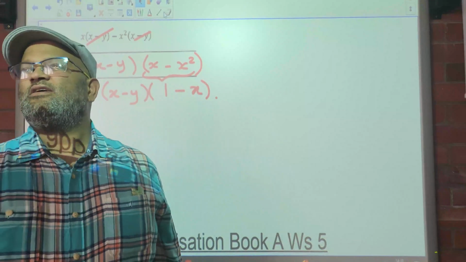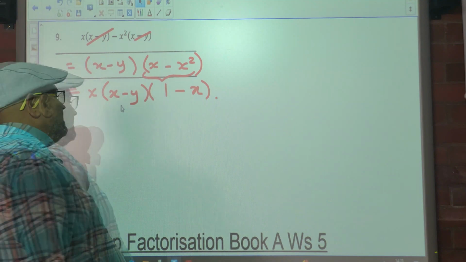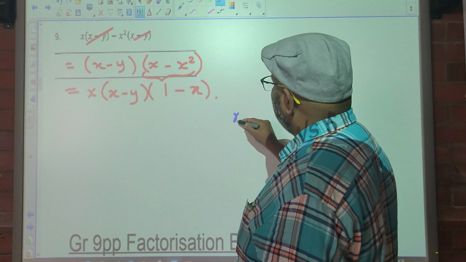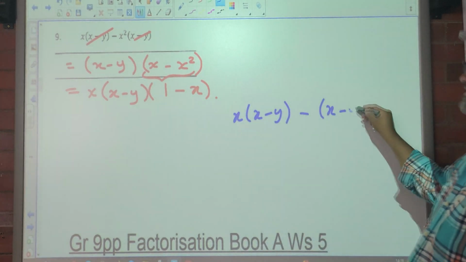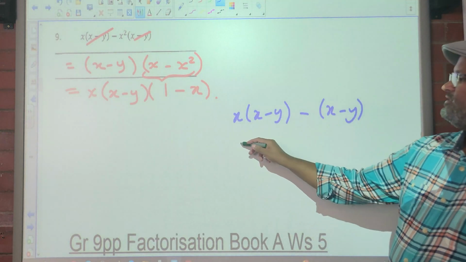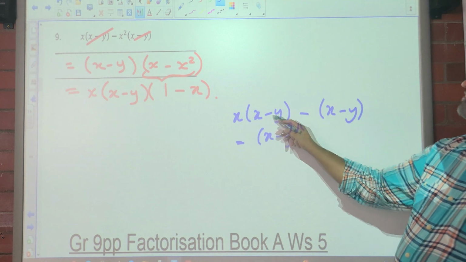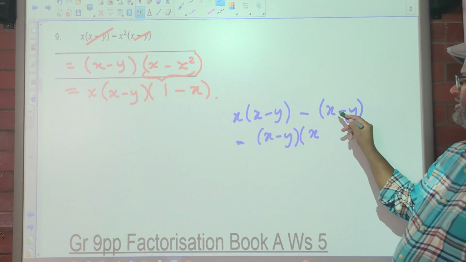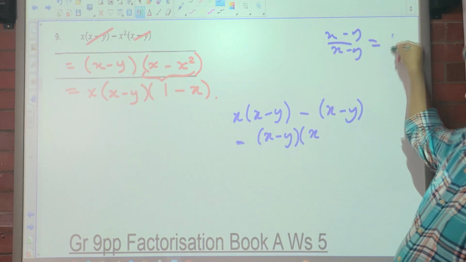Yes, Michael? She's saying if the sum is x into x minus y minus x minus y, like that. That's the question. So what is common? X minus y. Now x into x minus y divided by x minus y is x. Now x minus y divided by x minus y is 1.